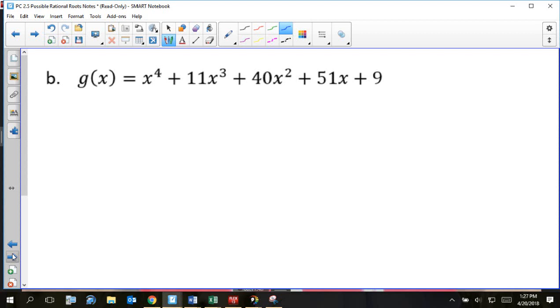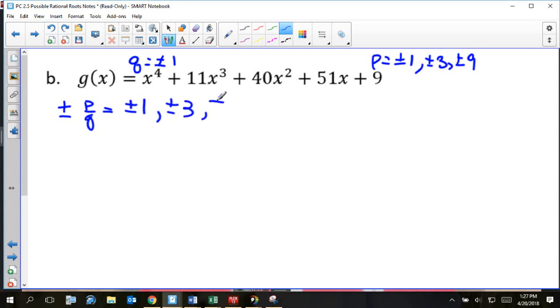All right, B. We're going to first start with finding all the possible rational solutions. So we take P over Q. My P values, plus minus 1, plus minus 3, plus minus 9. We have 6 values for that. And then my Q values, just plus minus 1. So when I do plus minus P over Q, I'm going to have plus minus 1, plus minus 3, plus minus 9. I'll put each of them over Q. So that says there's only 6 possible rational solutions.